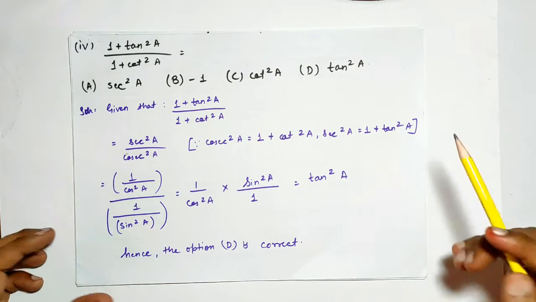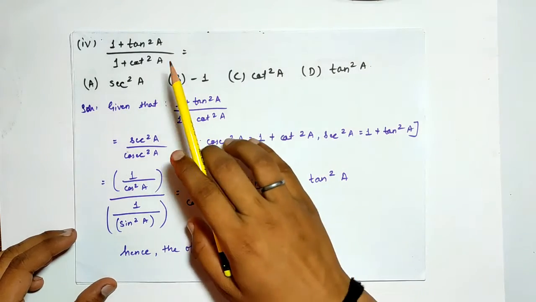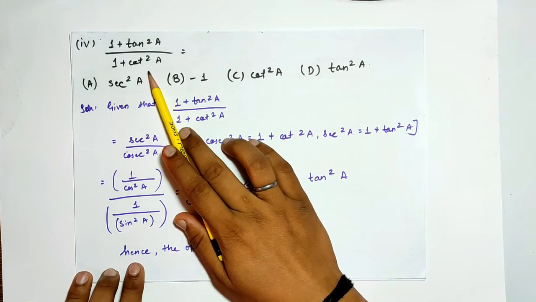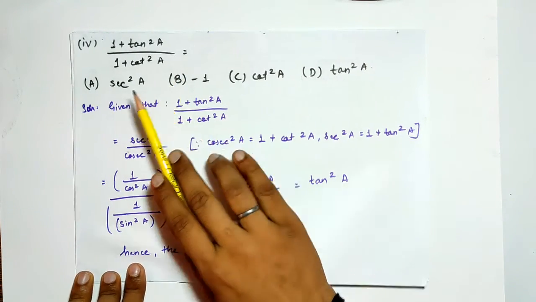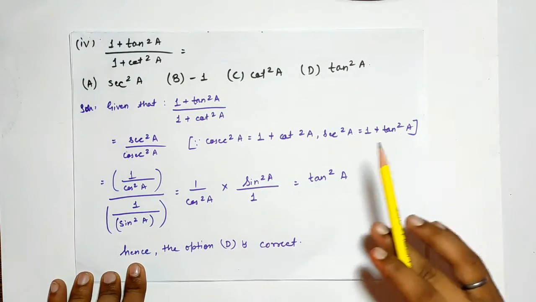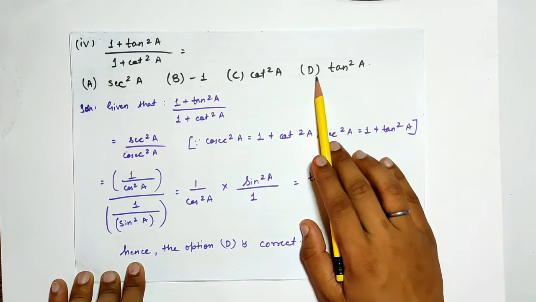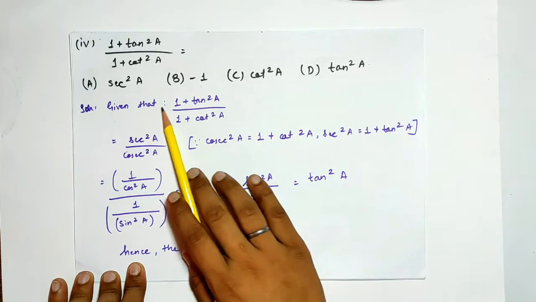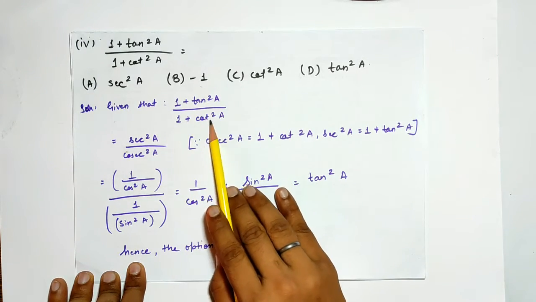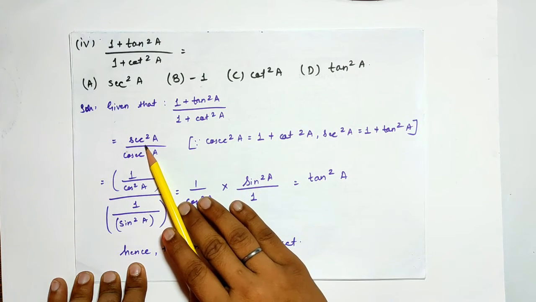So now let's come to the next part, that is part 4 from question number 4. Here it is written 1 plus tan square a upon 1 plus cot square a is equal to; the options are A sec square a, B that is minus 1, C is cot square a, D is tan square a.